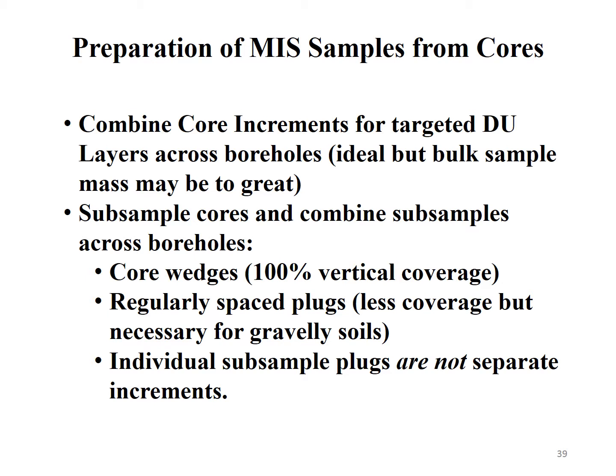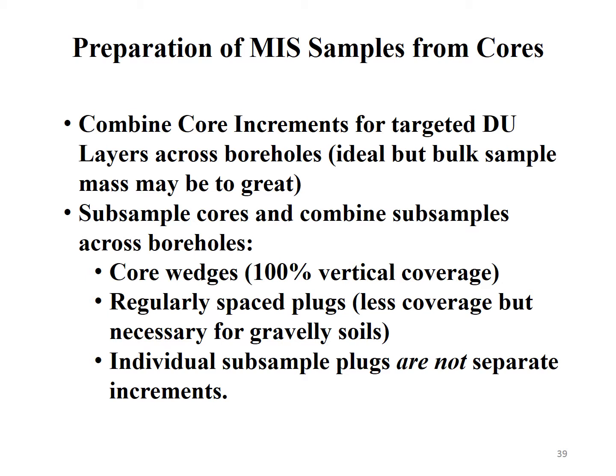However, if the soil in the core is rocky or very loose, regularly spaced subsample plugs, like using a 5 to 10 gram plastic coring device every 2 to 6 inches down the length of the core of the DU layer depth, may be the preferred method to subsample each core. In this case, the multiple subsample plugs from the length of the specific DU layer represent one increment for that DU layer.